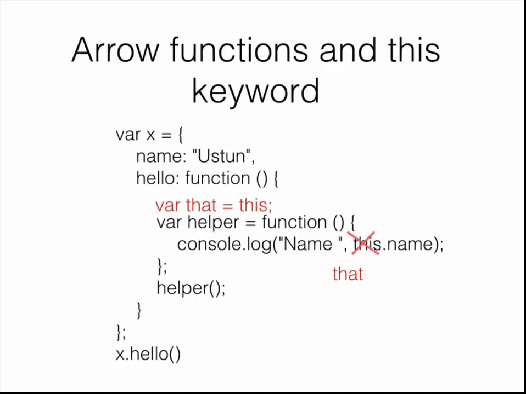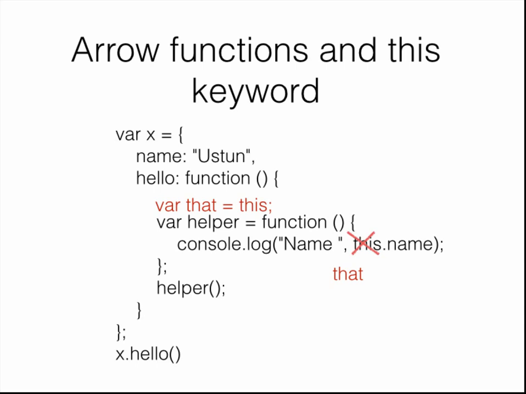Okay? So there's one simple difference between this syntax and the other function syntax, and that is because of the this keyword in JavaScript. So here I define an object x with a name, I define a hello method, and I call x.hello. Within the hello method, I define a helper function. I say name is this.name, and within the hello method, I call this helper. Now if this were this.name instead of that.name, the moment I call helper, what would this refer to?